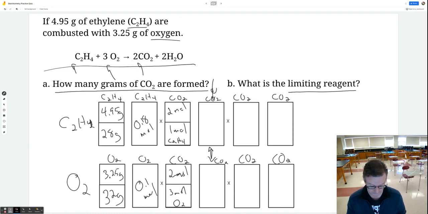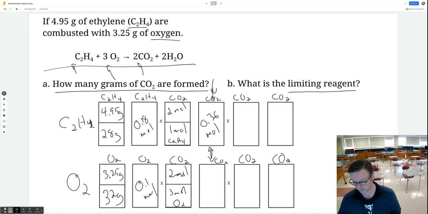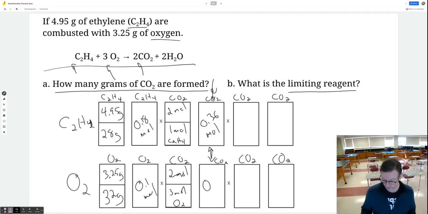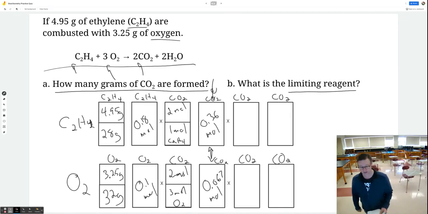When we do this calculation, we see that we would get 0.36 moles of CO2 if we start with the ethylene. Keep wanting to say acetylene. So if we multiply the 0.1 times 2/3, we get 0.067 moles of CO2. All right, so I'm going to pause right here and explain this is why I do it this way.